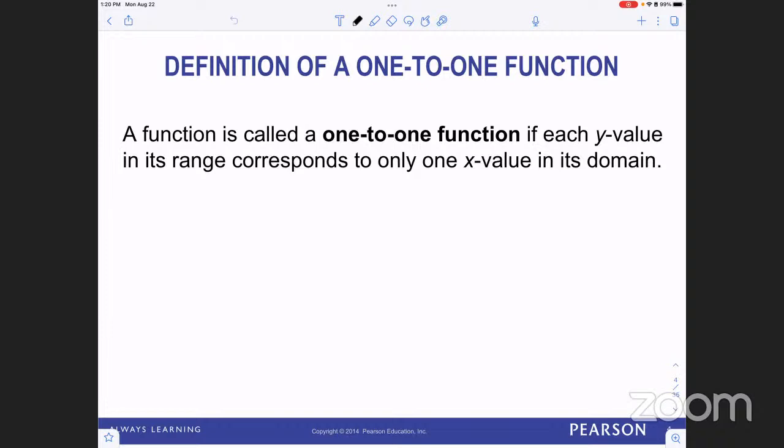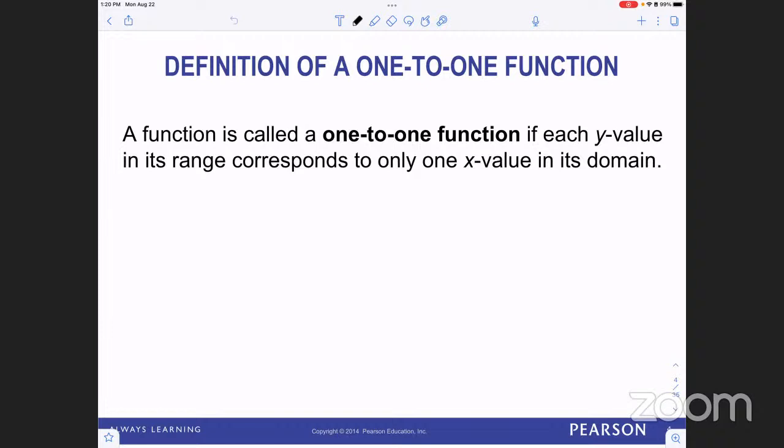So what do we mean by a one-to-one function? A function is called one-to-one if every y value in the range corresponds to only one x value in the domain. So basically, every y corresponds to exactly one x. We don't have the case where one y corresponds to more than one x.